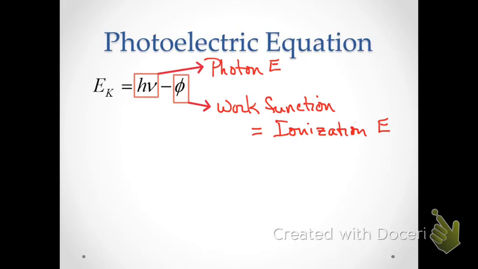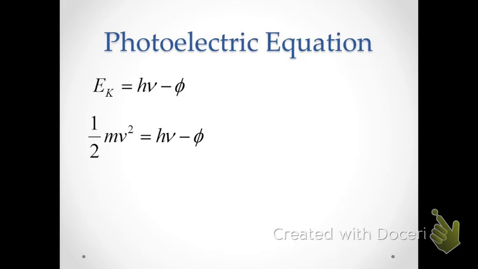So if you take the total energy incident on the surface, you subtract from that the energy necessary to ionize the electron, then any energy left over becomes the kinetic energy of the electron, which is, of course, 1/2 mv squared. This is the equation for which Einstein won the Nobel Prize, which explains the photoelectric effect.